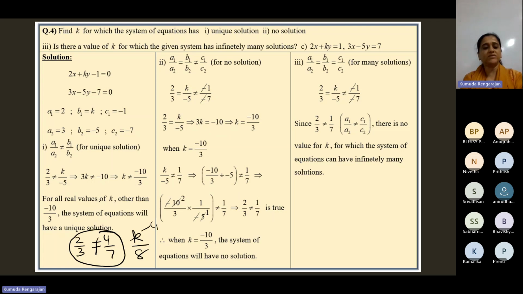Because directly we see 2 by 3 and 4 by 7, they're not equal. So a1 by a2 is not equal to b1 by b2. K is in C1, so whatever be the value of k, this is not going to change. 2 by 3 is not equal to 4 by 7 is not going to change. So the answer for a situation like this will be for all real values of k, the system of equations will have a unique solution, because a1 by a2 is always not equal to b1 by b2.